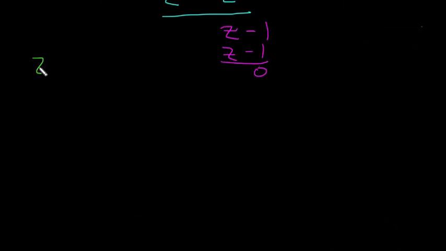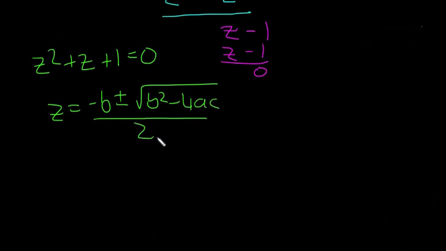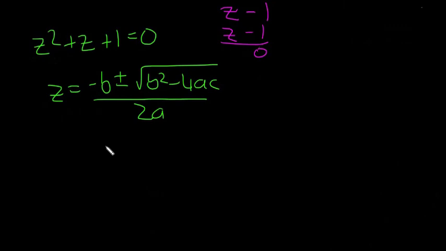So if we have z squared plus z plus 1 is equal to 0, we can find the roots by using the quadratic equation. Okay, so we're going to say z is equal to minus b plus or minus the square root of b squared minus 4ac divided by 2a. So quadratic formula, nothing new here. We're just going to work through this.